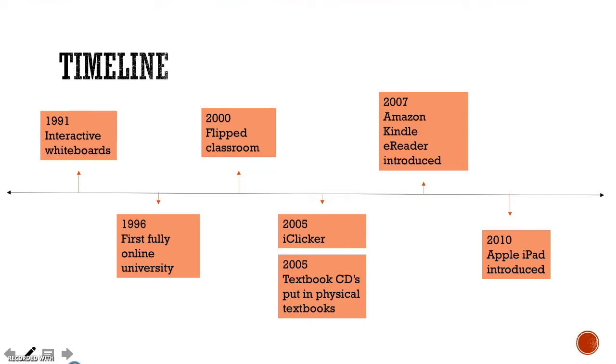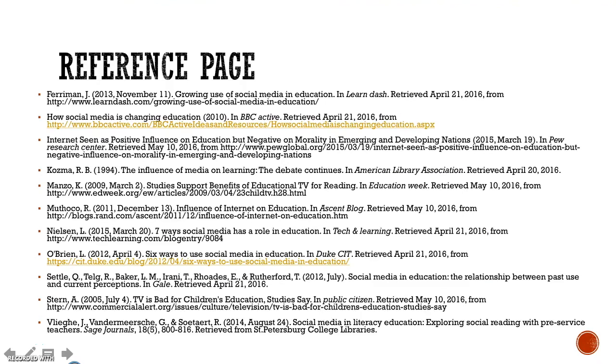Also in 2005, textbooks began putting CDs with digital copies of the book inside physical textbooks. In 2007, the Amazon Kindle e-reader was introduced and changed the forms of reading. In 2010, the Apple iPad was introduced and since then has started taking over the market for education. Media has made a huge impact in education, both negatively and positively, and will continue to impact it for many years to come.